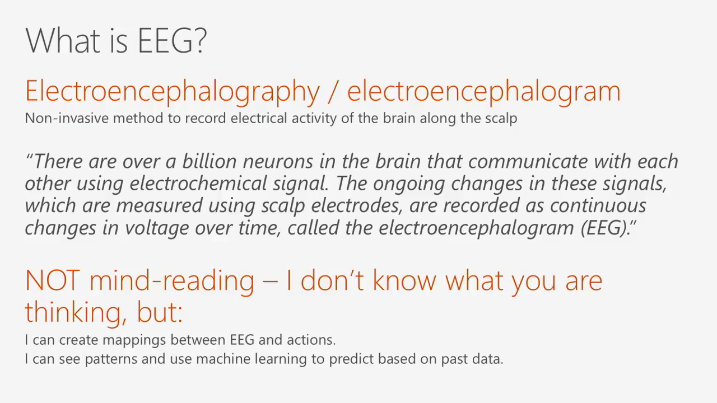Okay? But what I can do is I can create mappings between patterns of EEG and actions, either actions in the real world or actions in the digital world. And I'm going to show you an example of that in just a second, and some examples of what other people have done, like make a drone rise with the power of their mind. And then the other thing I can do is I can collect data and then find patterns in that data using machine learning techniques to be able to make predictions in future data that I've gotten, okay? So those are some of the things that are possible today.